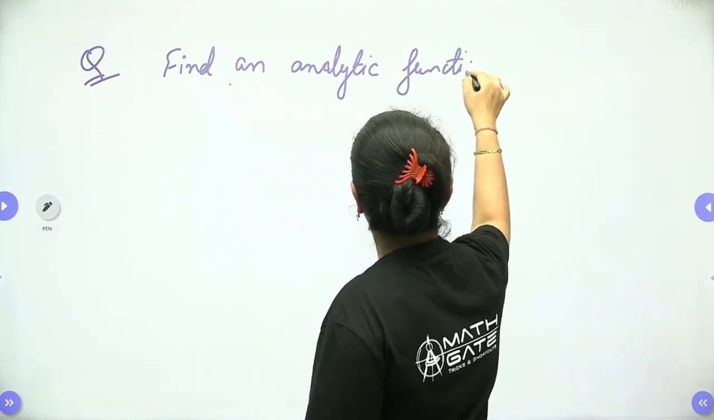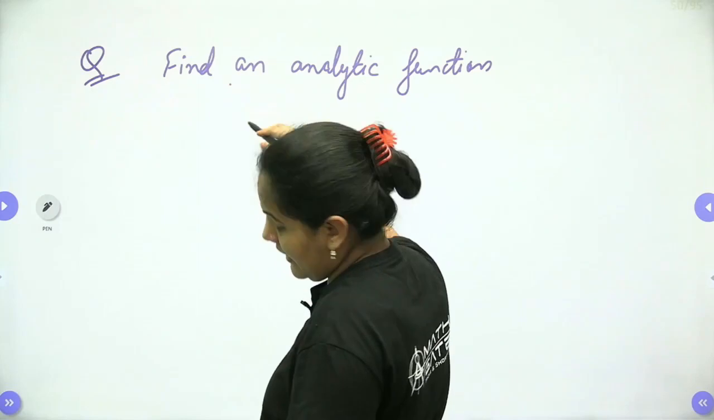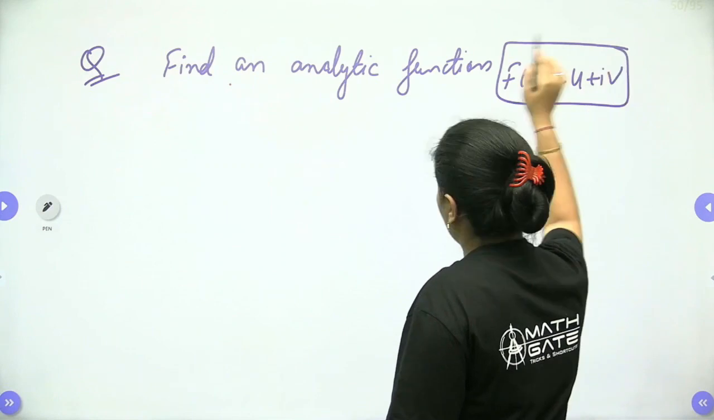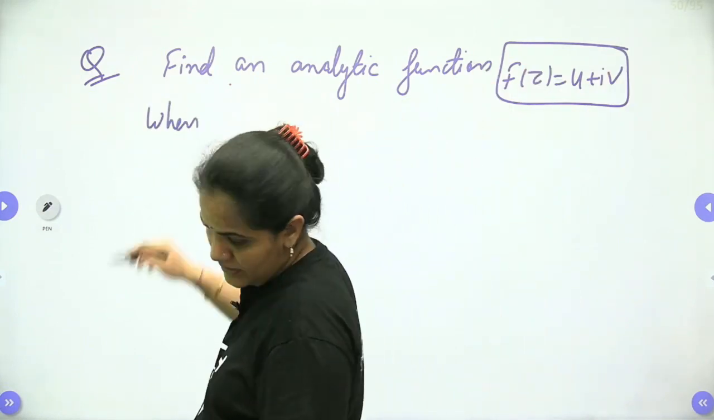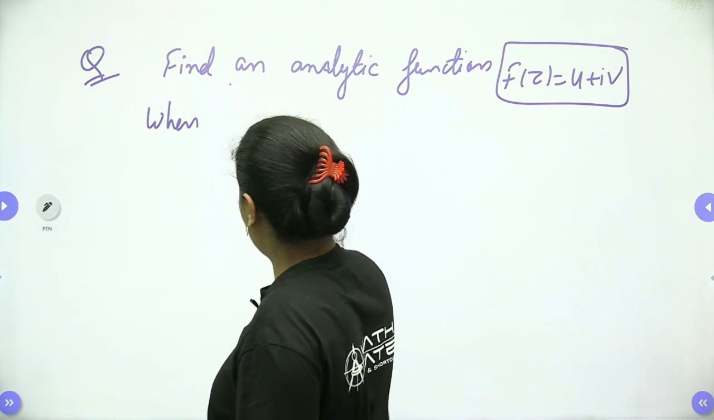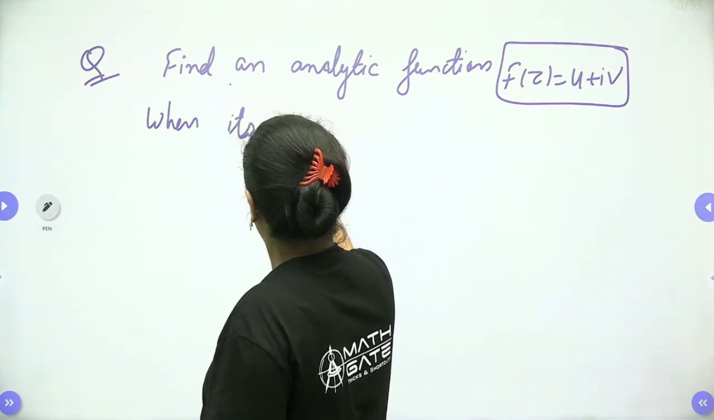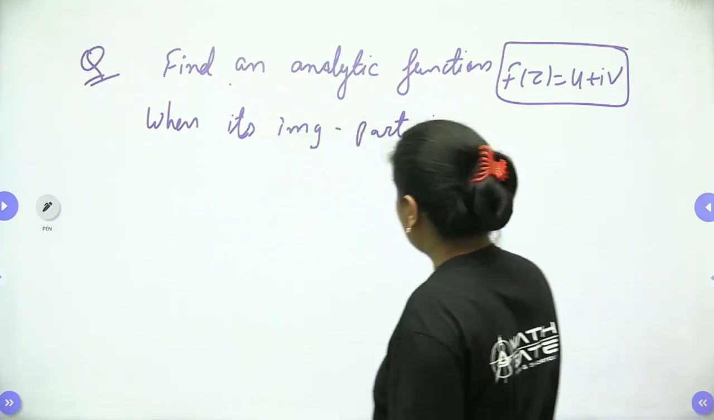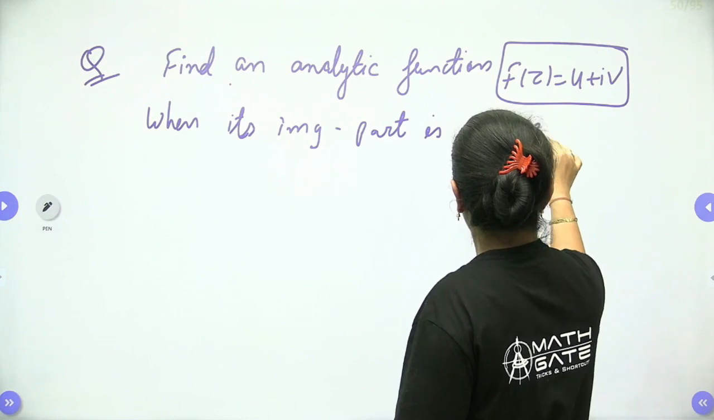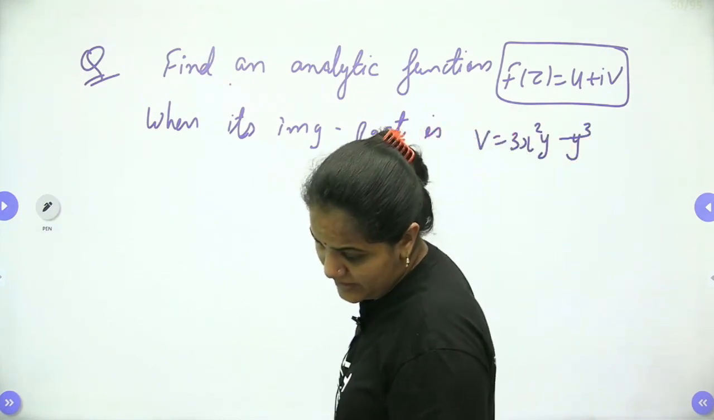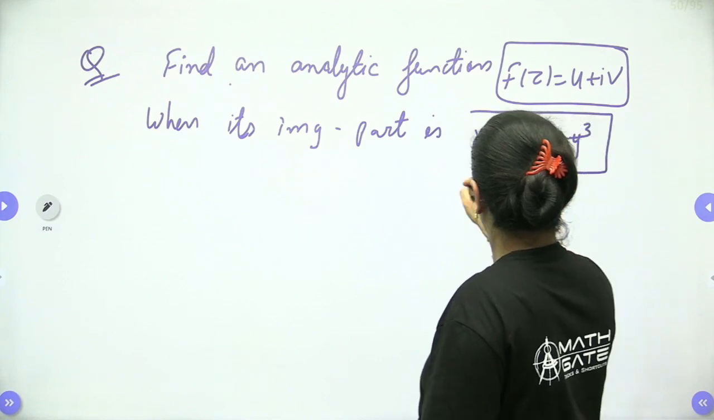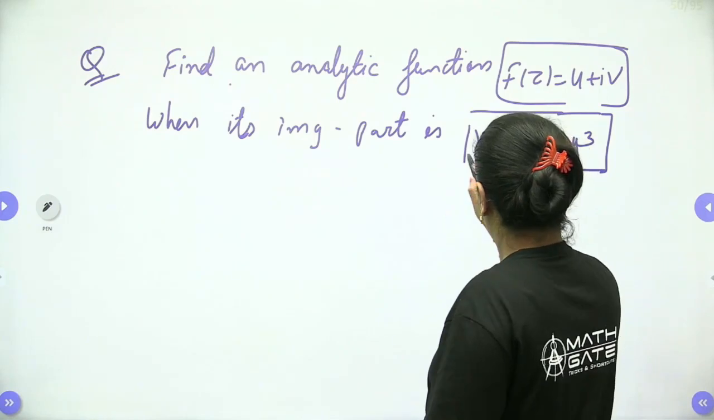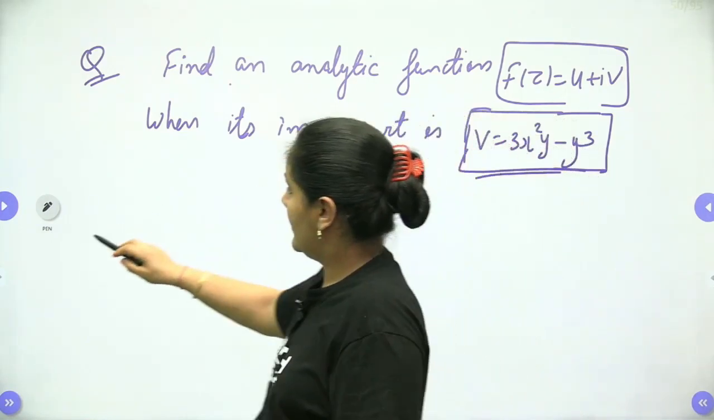Find an analytic function. It's given f(z) is equal to u plus iota v, when its imaginary part is given to you, that v is equal to 3x square y minus y cube. Let me cross check. 3x square y minus y cube. Yes, exactly, 3x square y minus y cube we are having, right? So let's approach it, guys.